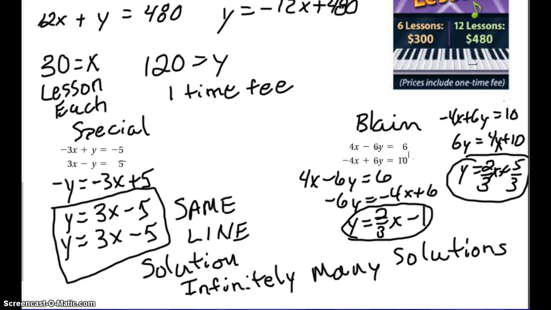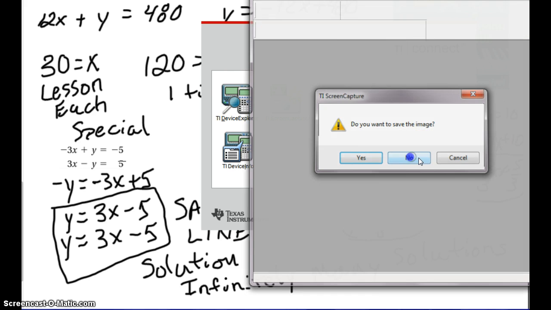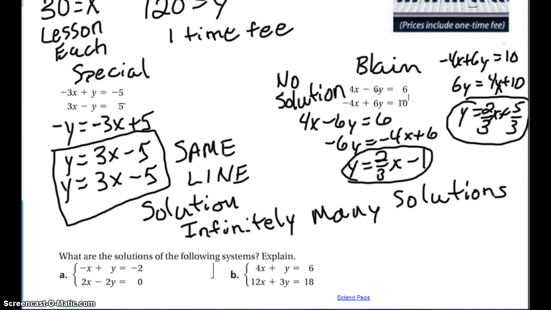I wonder what that's going to look like. Ta-da! There you have it. As you guessed, it was going to be the same slope, different y-intercepts, so that means that they're going to be parallel. By the way, how many times do these lines cross? The answer is none. So if they don't cross, then there is no solution. Clever how that works out.